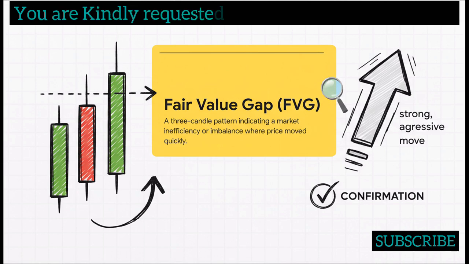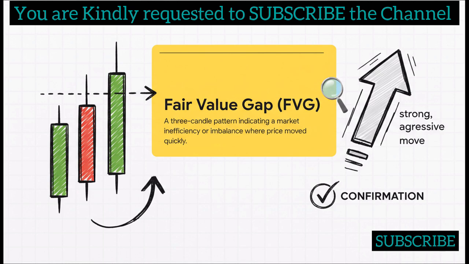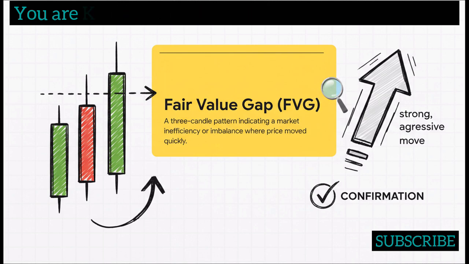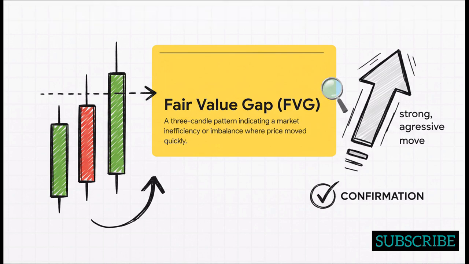Now, just look at this three-candle pattern here. See how the low of that first candle and the high of the third candle don't overlap at all? That little space between them, that's the fair value gap. It's a sign of a major imbalance. It basically means price moved down so fast and with so much force that it left a kind of hole in the market. That's our final confirmation.